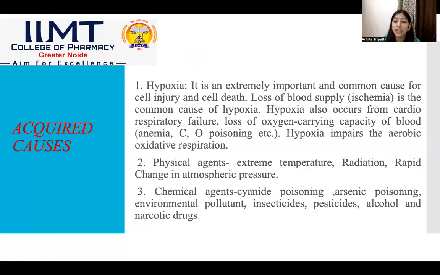As I've already discussed, when there is a decrease in blood flow, the oxygen level decreases. A decreased oxygen level generally causes respiratory failure, cardiorespiratory failure, etc. Physical agent means high temperature which causes burns, or very cold temperature which causes freezing, or radiation like UV. All these physical factors, or changes in atmospheric pressure, affect our cell and may cause changes in structure and function. This is known as a physical agent.